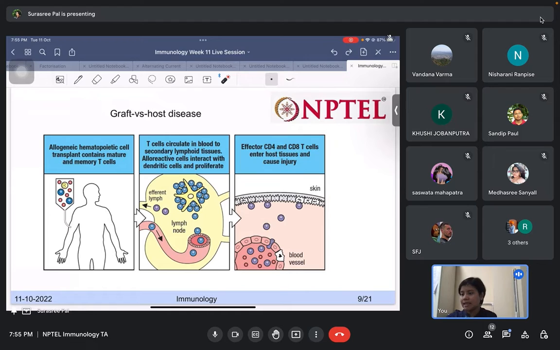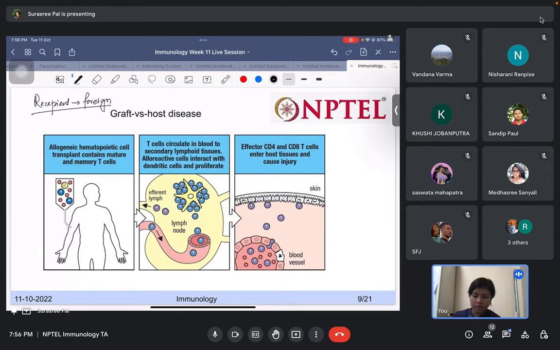So now what happens, these T cells circulate in the blood and reach the secondary lymphoid tissues. Now these alloreactive cells interact with the dendritic cells and they proliferate. Alright. So these are what? These are the T cells of the donor and not the recipient. Okay. So what happens? The mature donor T cells recognize the tissues of the recipient as foreign. So here the recipient is treated as foreign. Okay, that is the difference between graft-versus-host disease and the graft rejection, right?